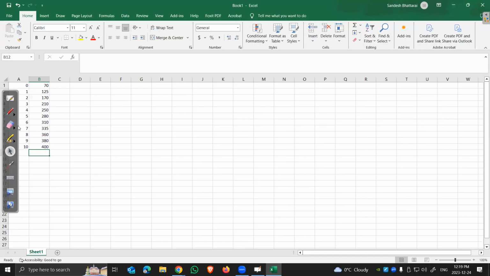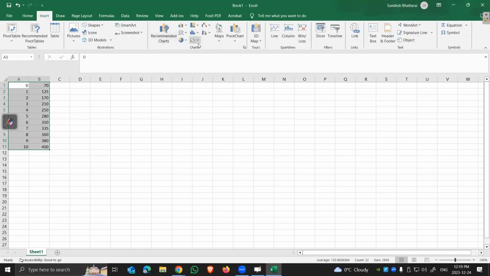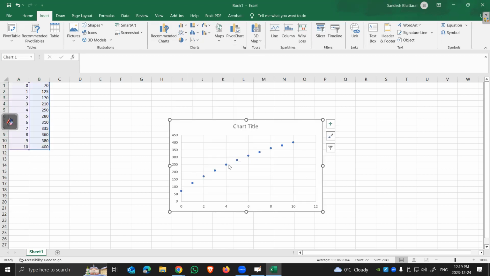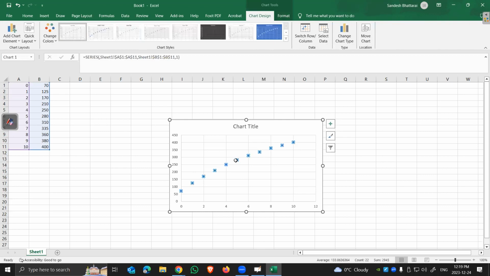What you do is then you're going to highlight those values, everything that you just typed in. Go to insert, go to charts, go to scatter plot. Do you see that? And that's our quadratic. And then we're going to click this, right click it, add a trend line.